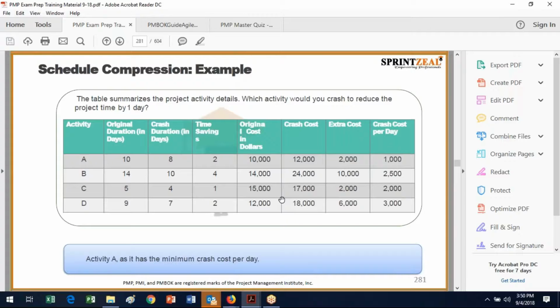So, for instance, activity A has an original duration of 10 days, and you could crash it to 8 to save 2 days. And if you look at the original cost in dollars, the crash cost, the extra cost, and the crash cost per day, it's too bad that we have the answer down at the bottom of the page, because basically the issue is, which one would you pick?